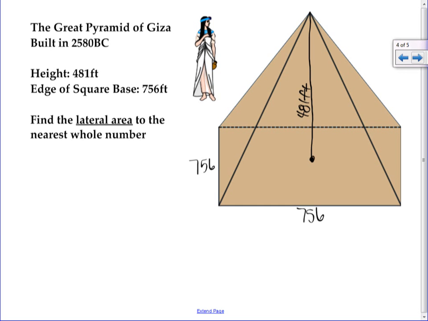So what is the only thing we need to find? The 4 triangles. Okay, so we're not going to find the area of the square on the bottom. We just have to find the triangles. So we have 1/2 base times height, and then we'll times this by 4 once we get this area.